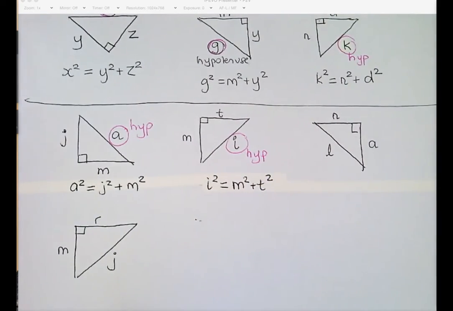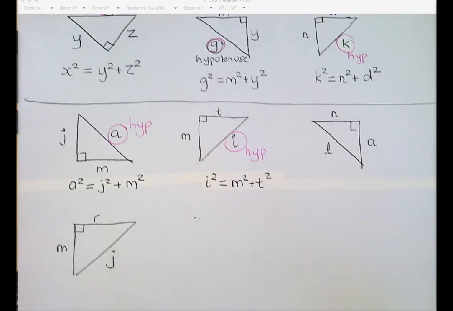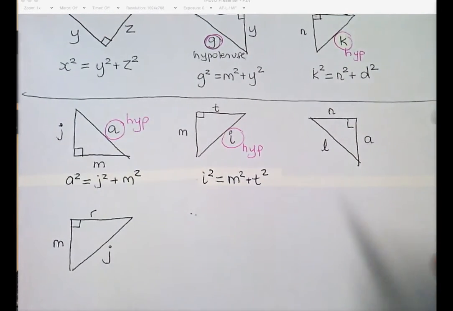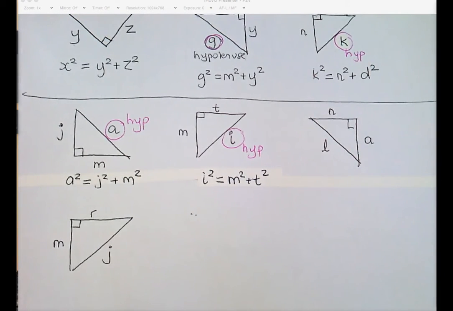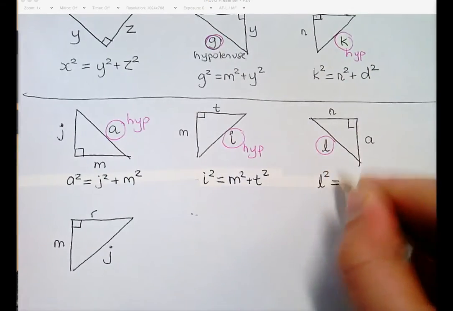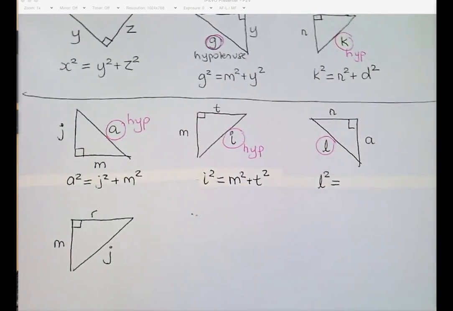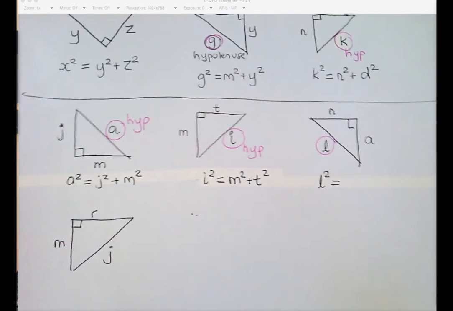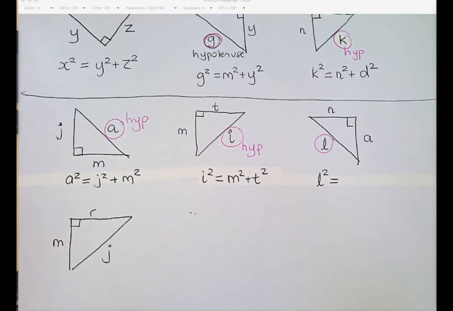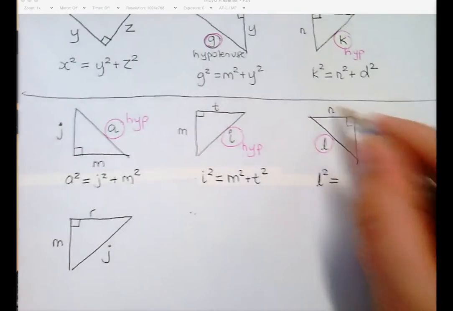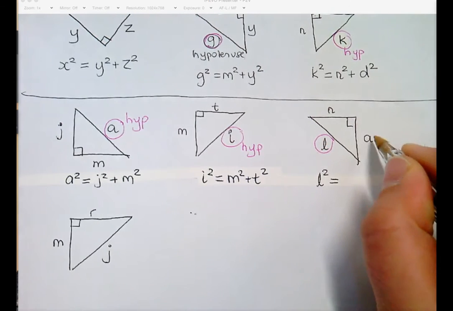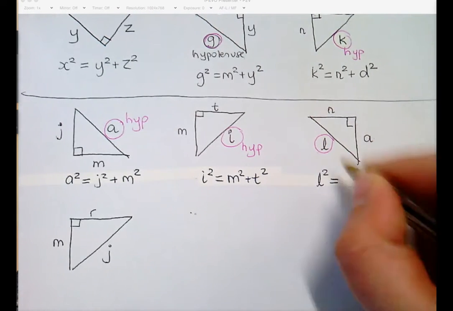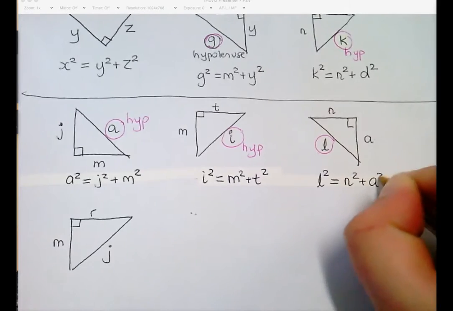Fantastic. Go, Laura. NLA or NAL. That's your triangle. Which one's the hypotenuse? The longest one, opposite the right angle, is the hypotenuse. Squared, the longer one squared equals the two shorter ones squared. So L squared equals N squared plus A squared.